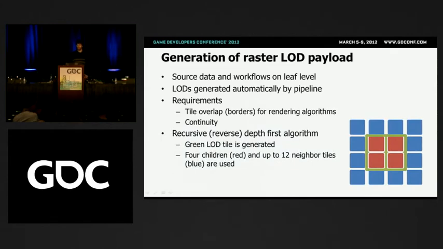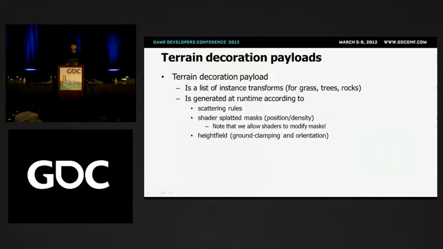If, in this case, we want to generate the green area, the green raster tile in the pipeline, we have to look at a few child tiles, the red ones, and resample those. But we also have to consider all the neighbor tiles to make sure that we get continuity across the borders. It's nothing strange, but you have to be really careful, especially with the height field raster, to avoid introducing cracks when you have those LOD payloads to deal with.